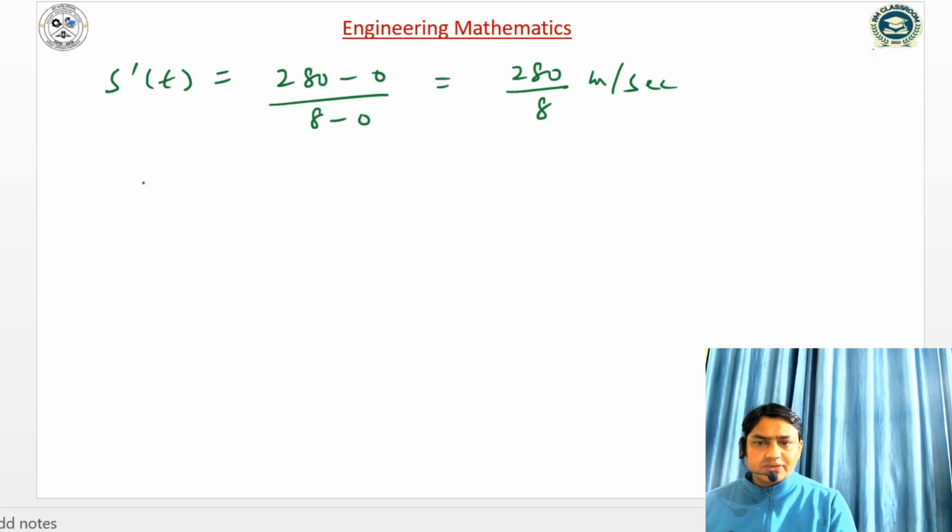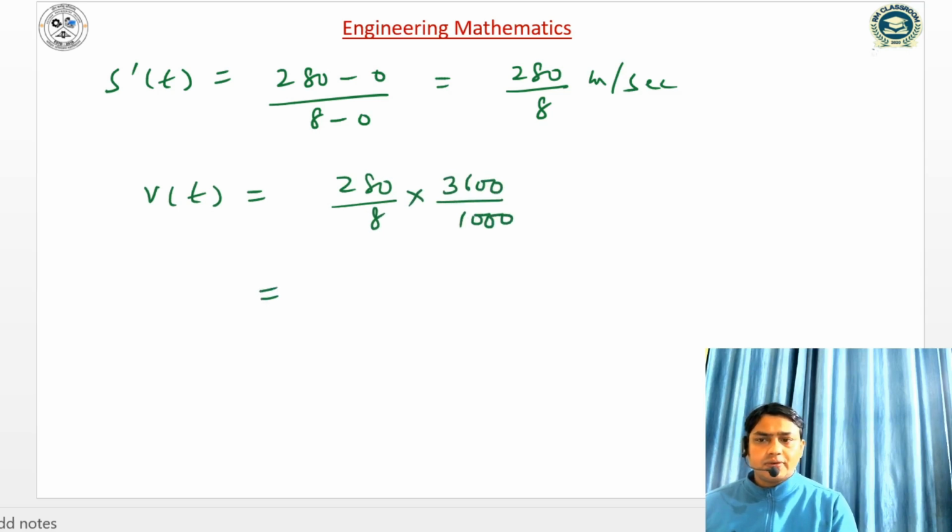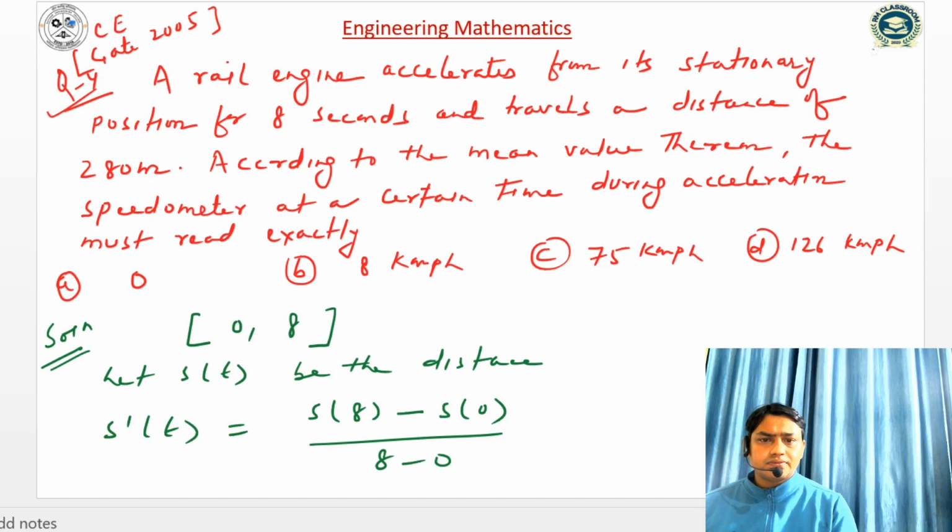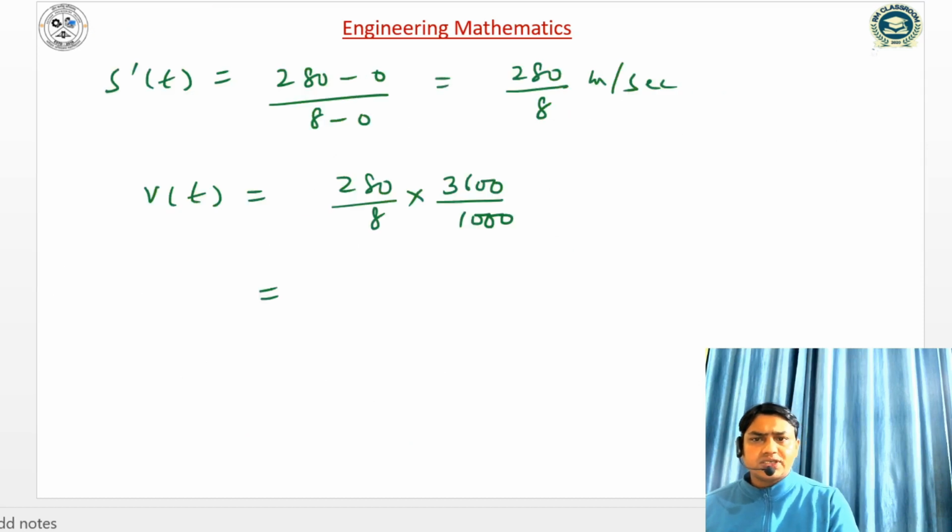And s dash t means ds by dt, so velocity is equal to 280 by 8 into 3600 divided by 1000. So how much will it be? It will be 126 kilometers per hour.